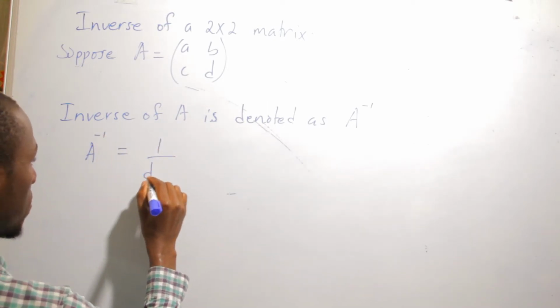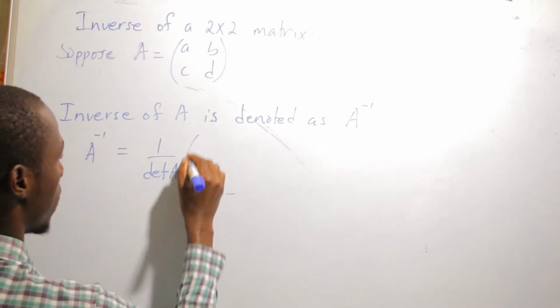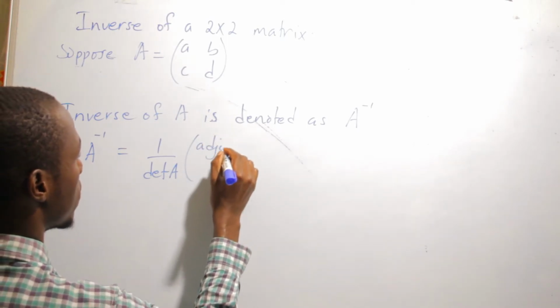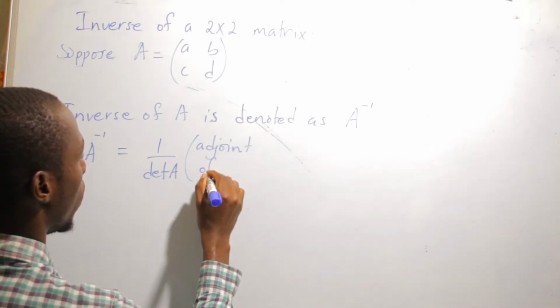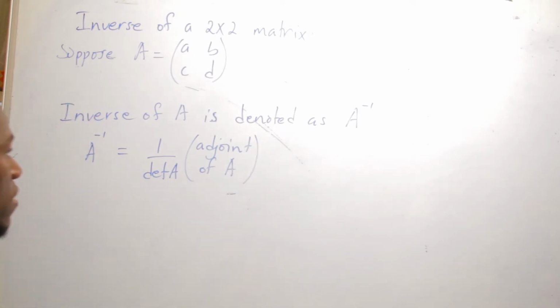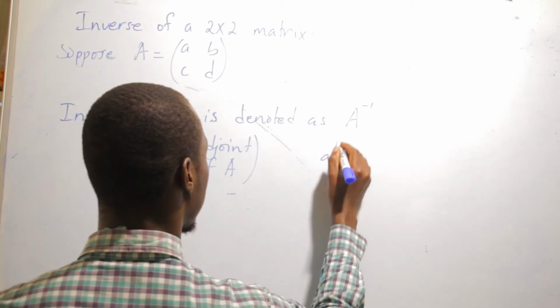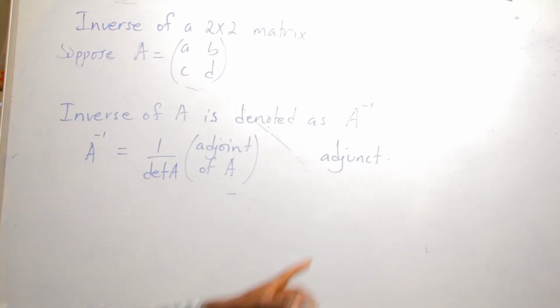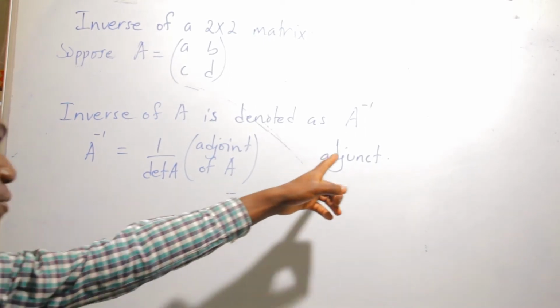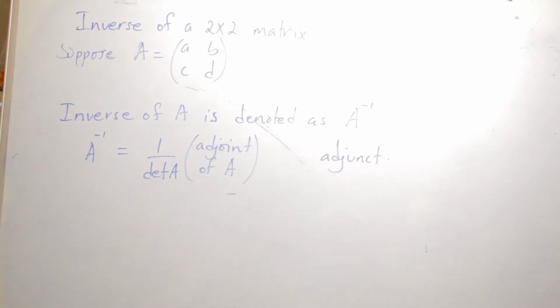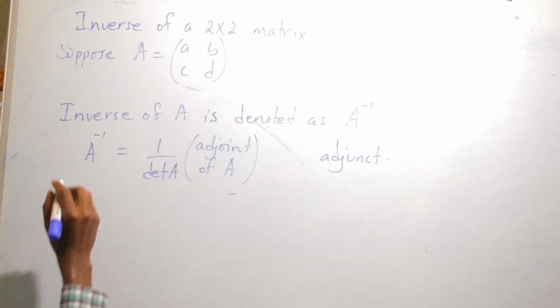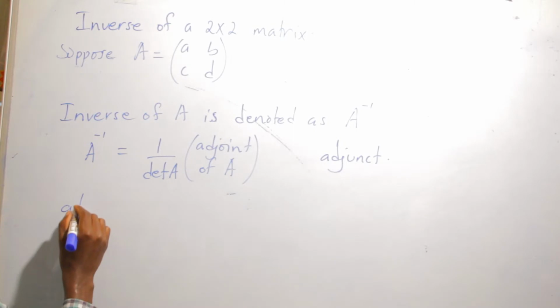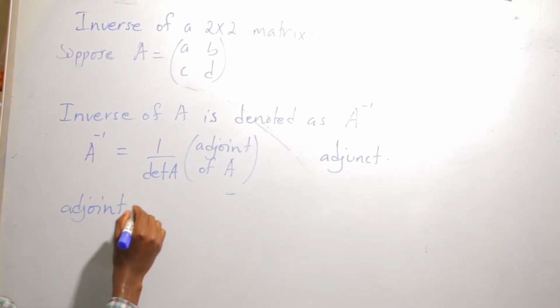It is given by 1 out of the determinant of matrix A, times the adjoint of A. In some books, the word adjoint is called adjunct. If you find that, it means the same thing as the adjoint. Now, I have not yet talked about the adjoint.